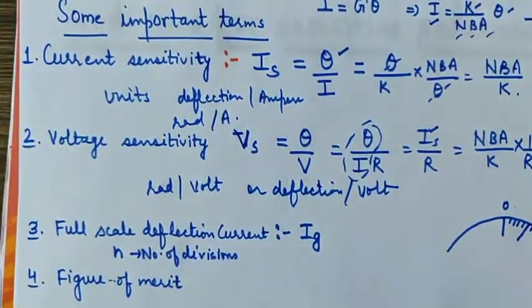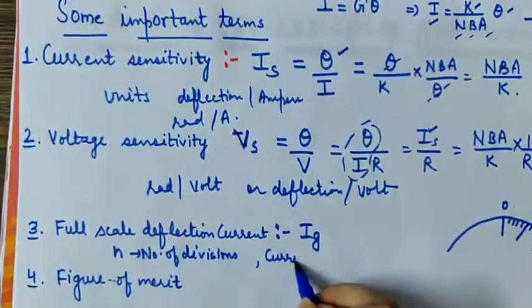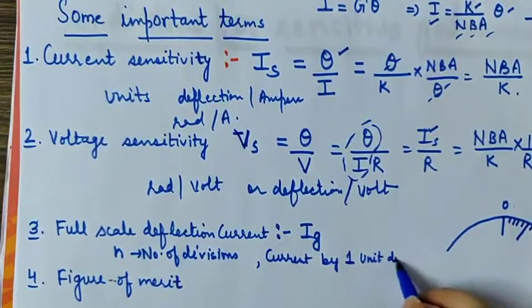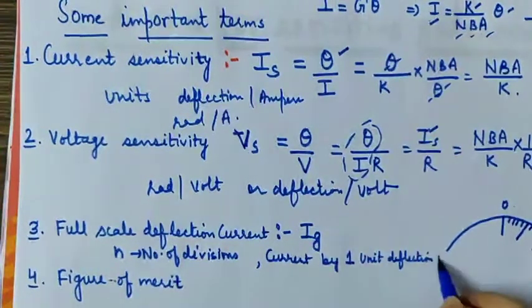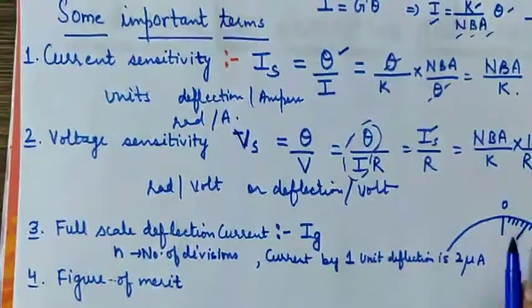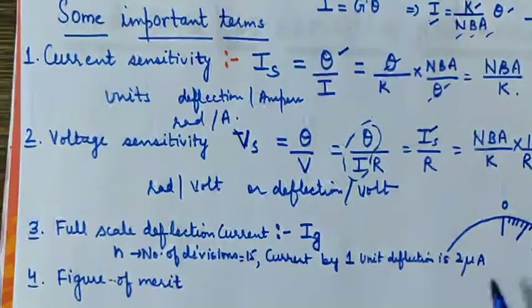And suppose one division shows the current, one deflection shows the current, 1 unit deflection is 2 microampere, we can say. So what will be the current shown by the total? Number of divisions, I suppose, to be 15. The total current shown by one deflection is 2, 4, 6, 8. What will you do? 2 into 15 directly, and it will be equal to 30 microampere.